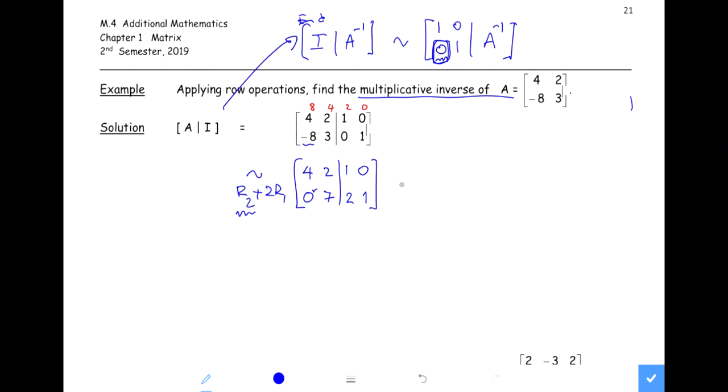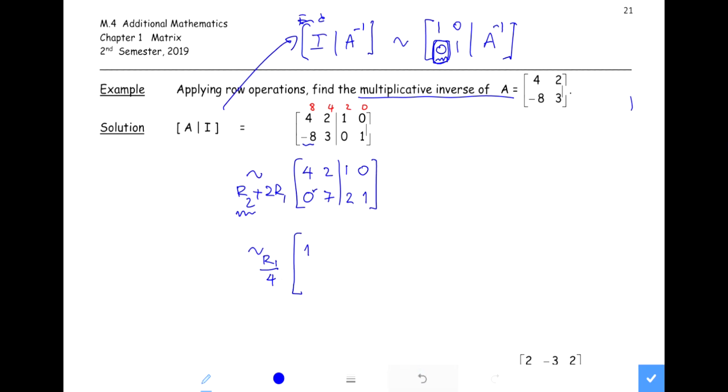What do you want to do? Yeah, we go left, right. Okay, maybe we want to go down. Okay, we want to go down. So I'm gonna do R1 divided by 4. Is that okay? Yeah, R1 divided by 4. Okay, so I'm gonna have this 1 now, right?